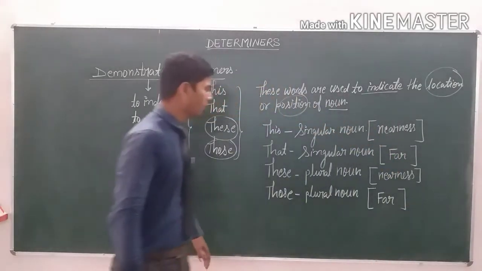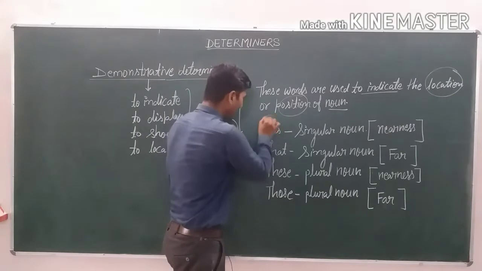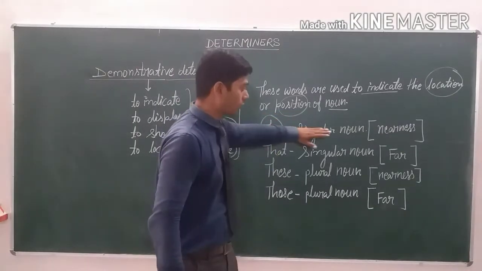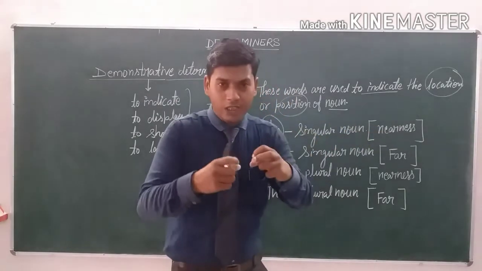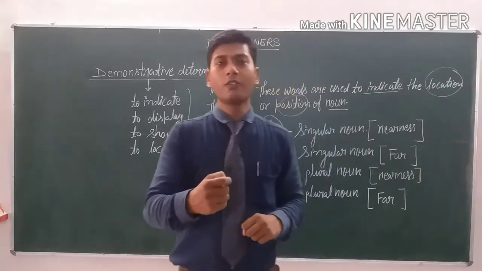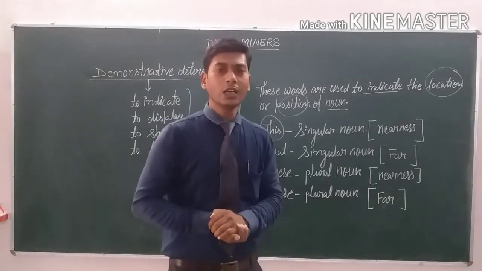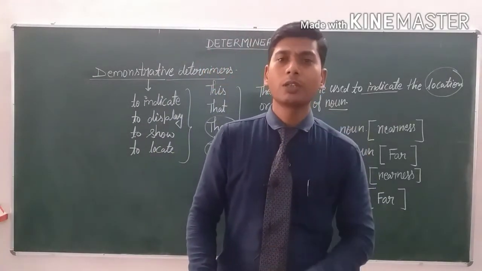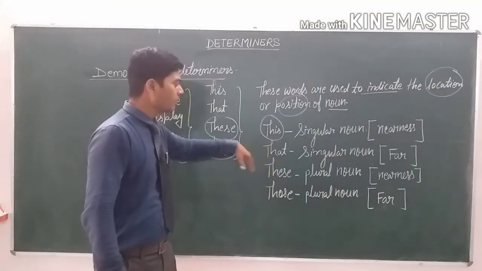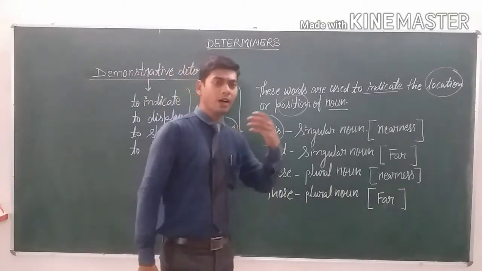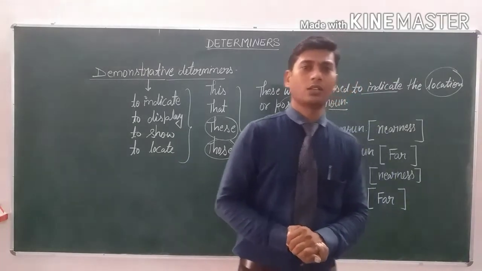I hope you understood very well. Once again I am going to explain. The determiner this is used before the singular noun and in the sense of nearness, in the sense of closeness. If anything is closer or nearer to the speaker or reader, then we will use the demonstrative determiner this. Okay, that: if the thing or any object is far away from the speaker or reader, then we have to use that. Okay.